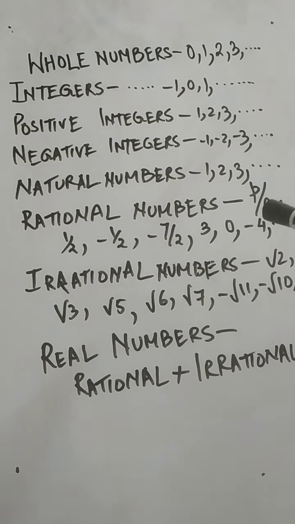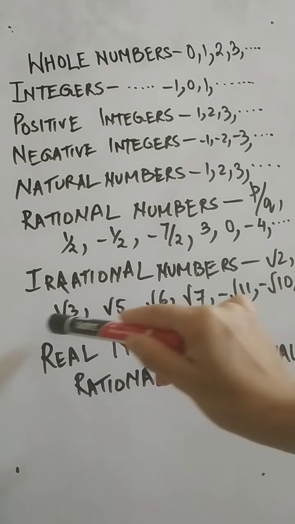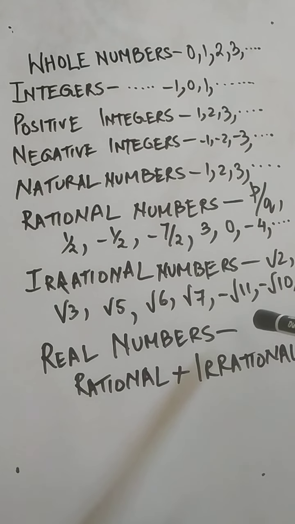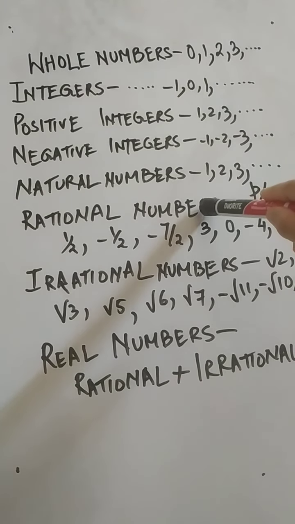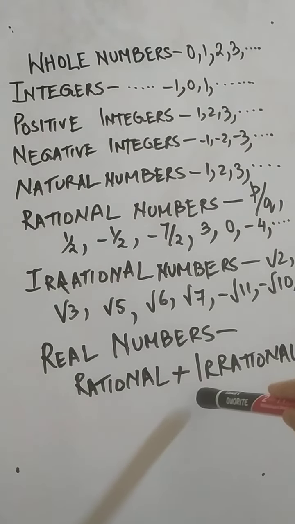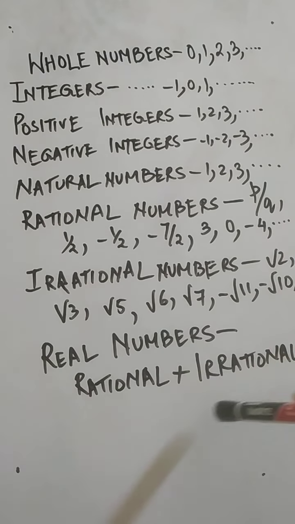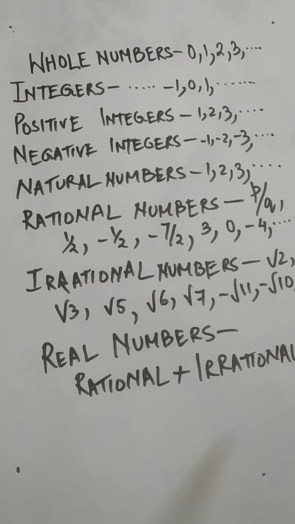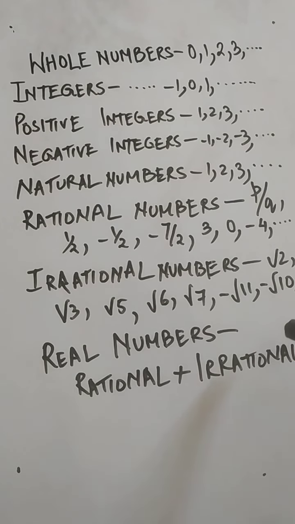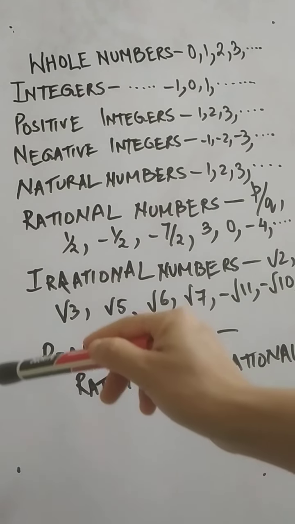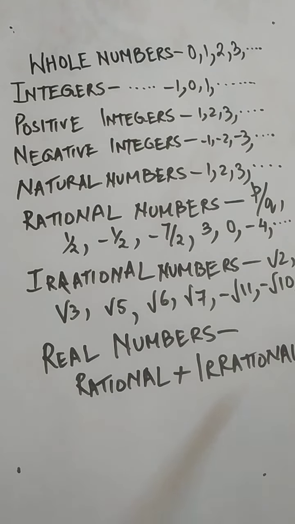Now the most important thing is, what are real numbers? Real numbers are actually all the rational numbers plus the irrational numbers. All the numbers that we know till class 10 are actually real numbers. In class 11 we learn complex numbers, imaginary numbers. Those are separate. Up to class 10 our idea is limited up to real numbers.